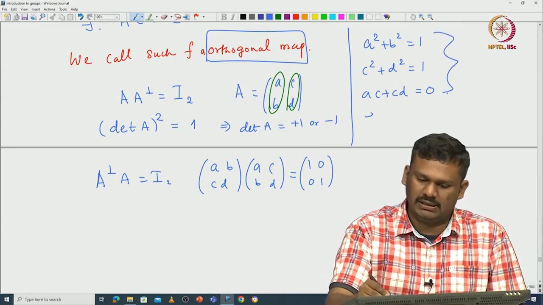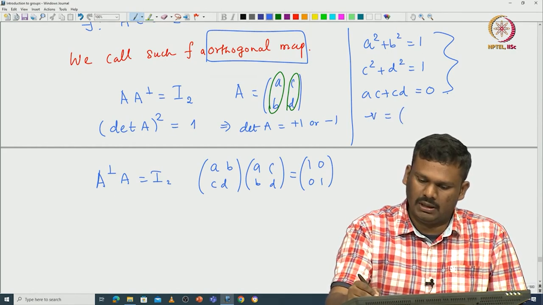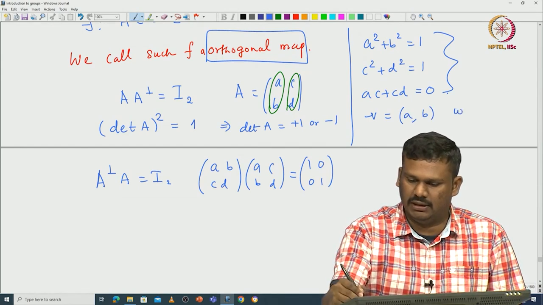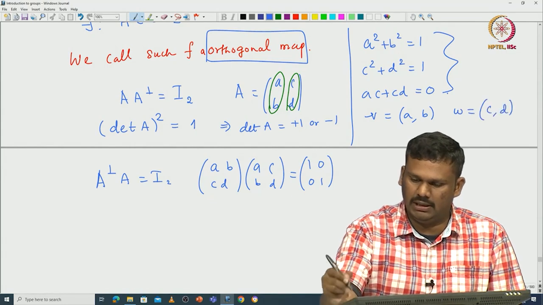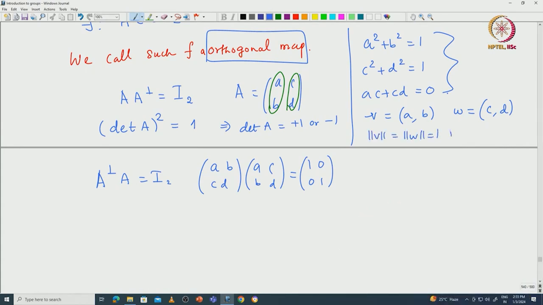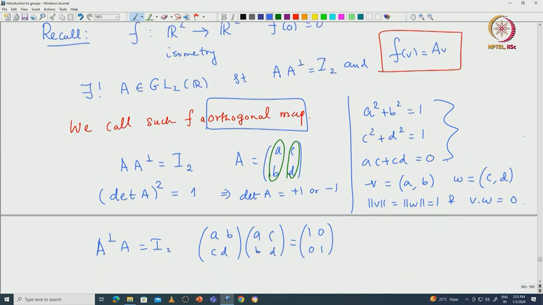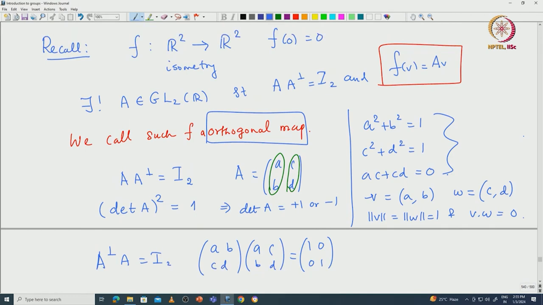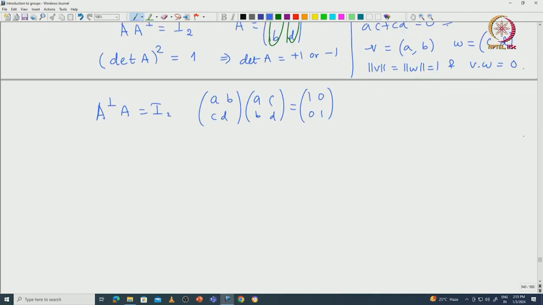So this indeed says that if you take the vector V, which is (A, B), and the vector W, which is (C, D), then these vectors satisfy the following property: the norm of V and the norm of W are both 1, and V dot W is 0. So they are orthonormal vectors. This is the data encoded in this map.